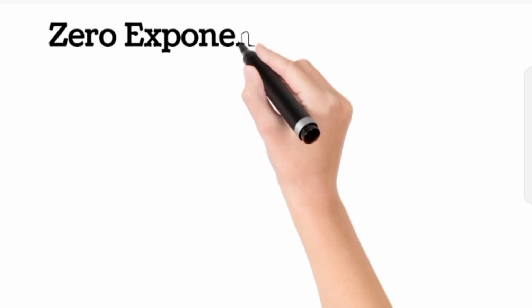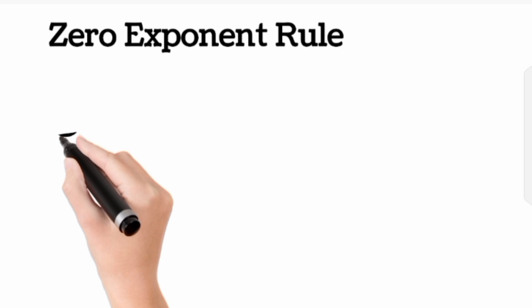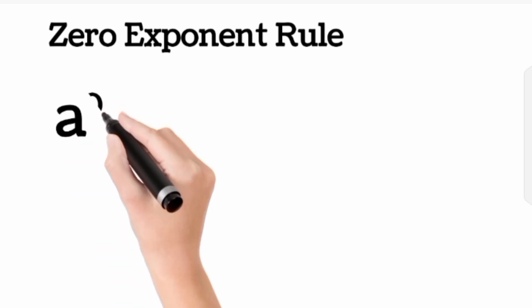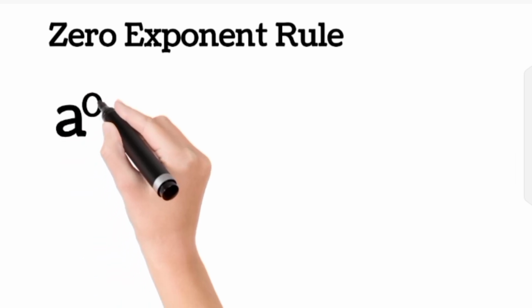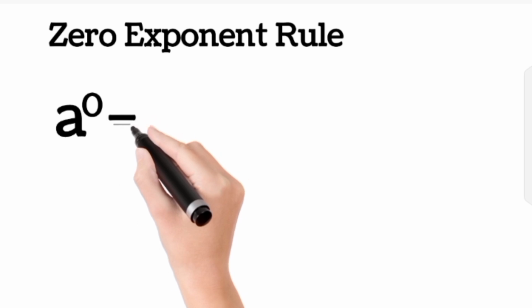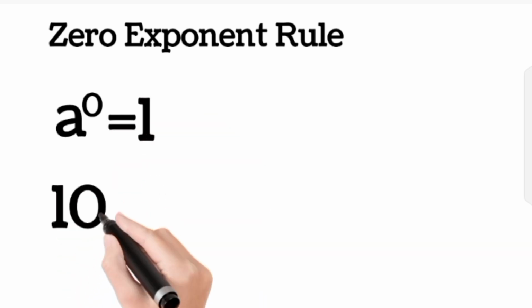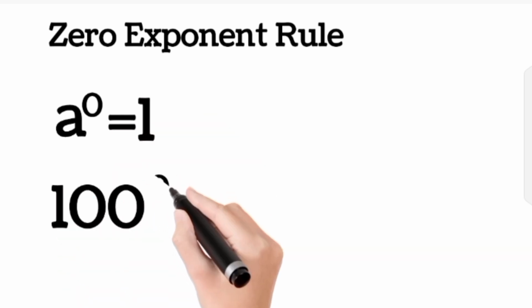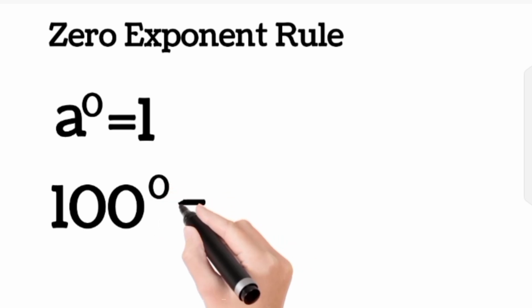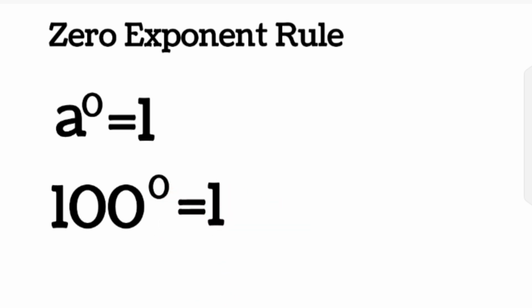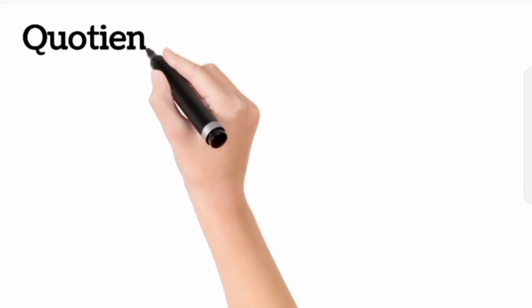Zero exponent rule. So a to the power 0: any number raised to the power 0 is equal to 1. Even if it is 100 to the power 0, it equals 1. Even if it is 1 million to the power 0, it equals 1. Later on we'll discuss why. So back to the quotient rule.